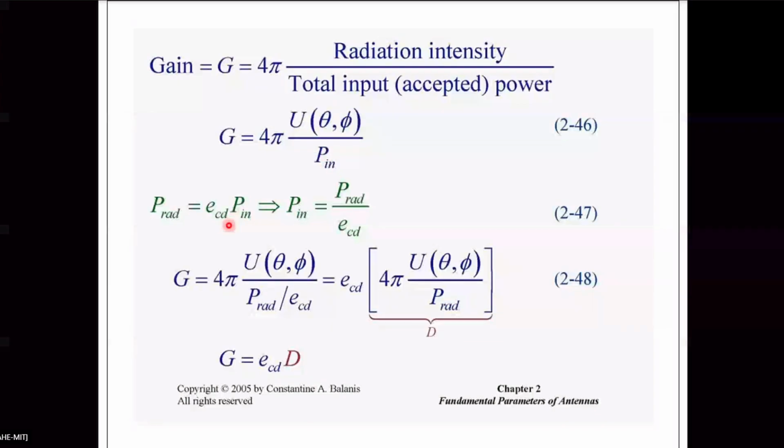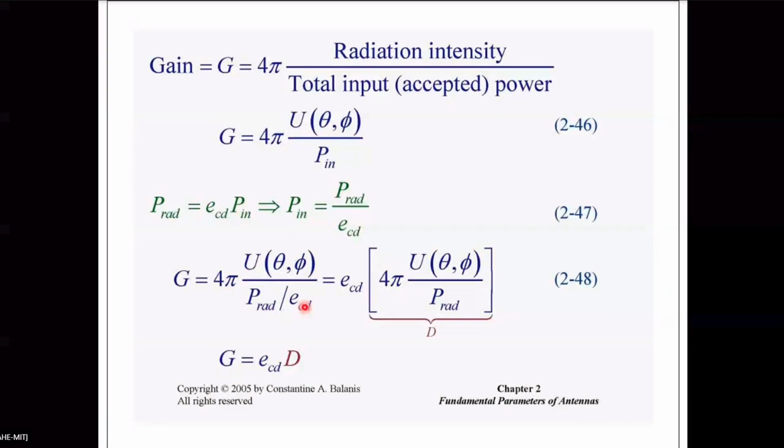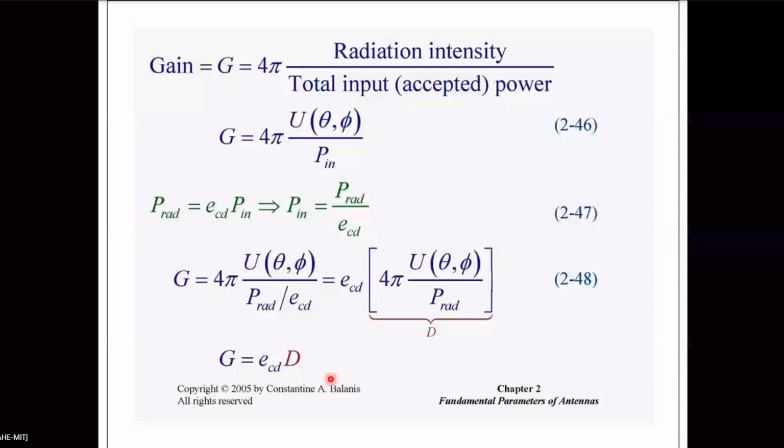Now P rad is ECD into P in, so P in is P rad by ECD. So G is equal to 4 pi U of theta phi by (P rad by ECD), which is ECD into 4 pi U of theta phi by P rad. So G is equal to ECD into D. What is D? Directive gain, not directivity. Directivity is the maximum value of directive gain.